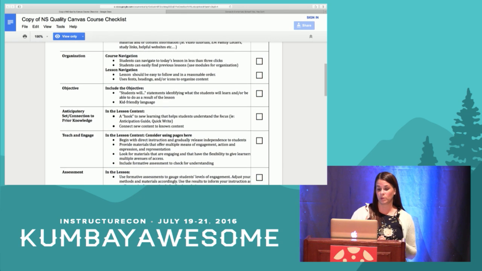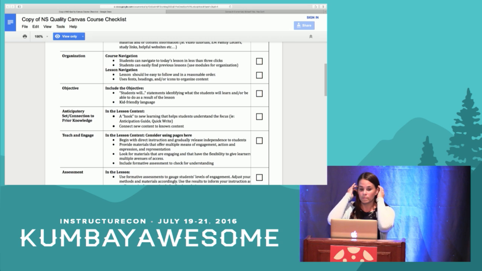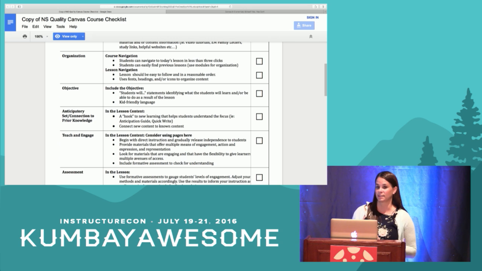For organization, we encourage our teachers to make it easy for students to navigate to today's lesson. We don't want them looking all over the place to find out what they're supposed to be doing for the day. So make sure that it's an easy workflow to move through.